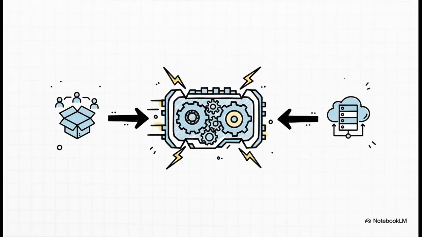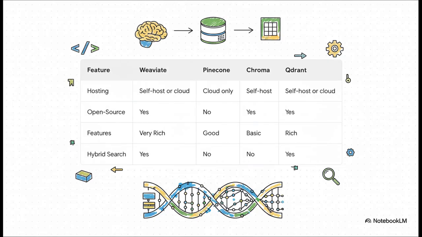If you had to boil Weaviate down to just one single phrase, this would probably be it. It's the open source, self-hosted powerhouse. And that combination right there is what really makes it stand out from the crowd. This table tells a really interesting story. You've got Pinecone, which is super popular, but it's cloud only and it's not open source. Then you have something like Chroma, which is open source and self-hostable, but its feature set is pretty basic.